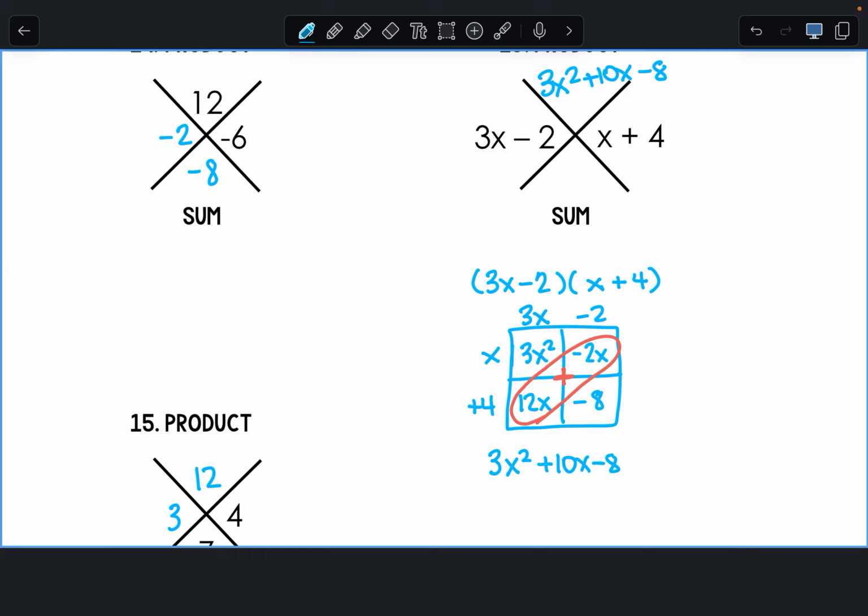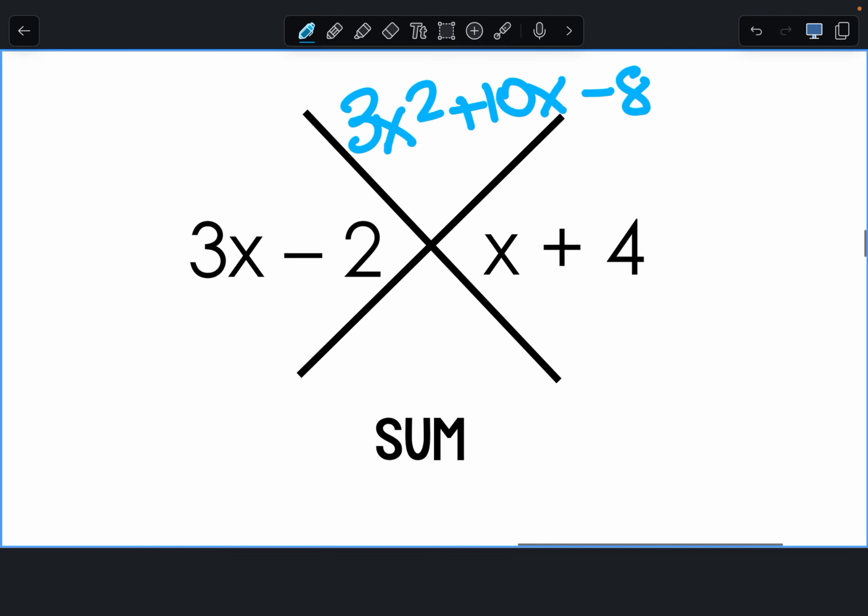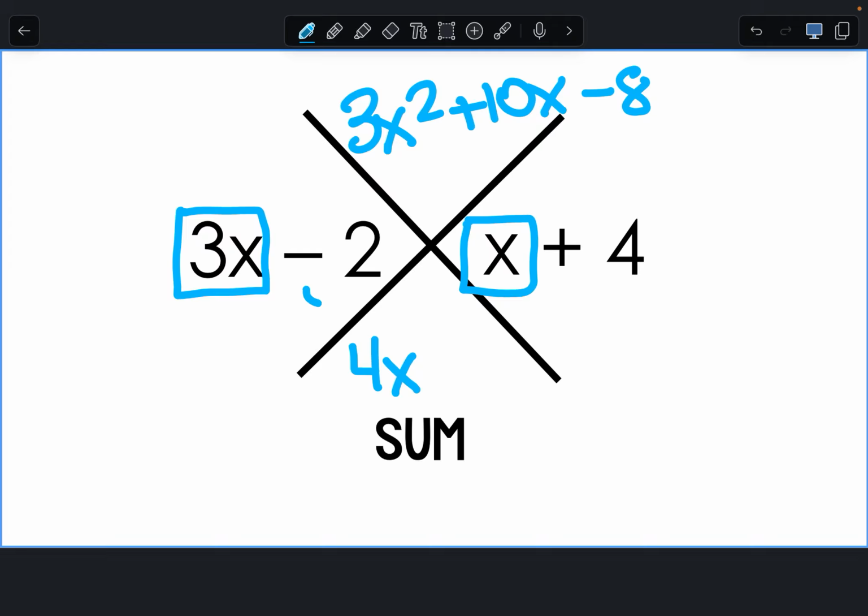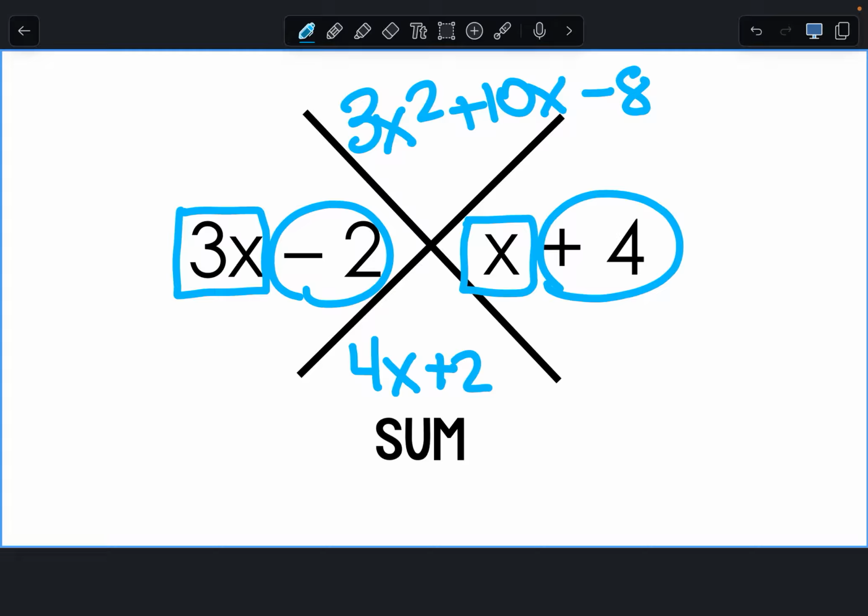So how do you add them? When you add them, the rules are different. What do you do to add them? You combine like terms. Combine like terms, very, very good. 3x and x give you 4x. Negative 2 and 4 gives you plus 2.